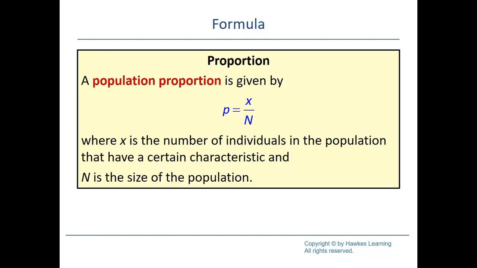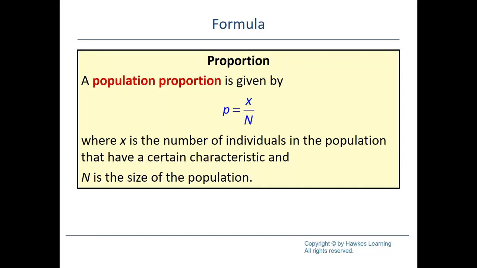A population proportion is basically given by P equals X over N, and that's a capital N there, which is going to be a little different. X is again the number of individuals in a population that have a certain characteristic, and N, capital N there, is the size of the population.